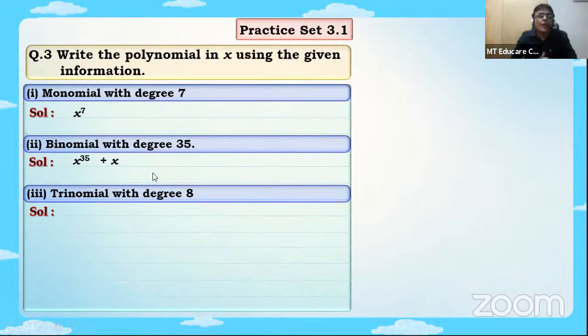Now, chalo, I want you to write the third one. Trinomial with degree 8. You will try. You have to use variable x. They are specified in the question. Write the polynomial in variable x. So the entire polynomial should have variable x. Chalo, I'll give you 1 minute. Trinomial with degree 8, that means 3 terms. But the degree should be 8. Write anything of your choice, using variable x.